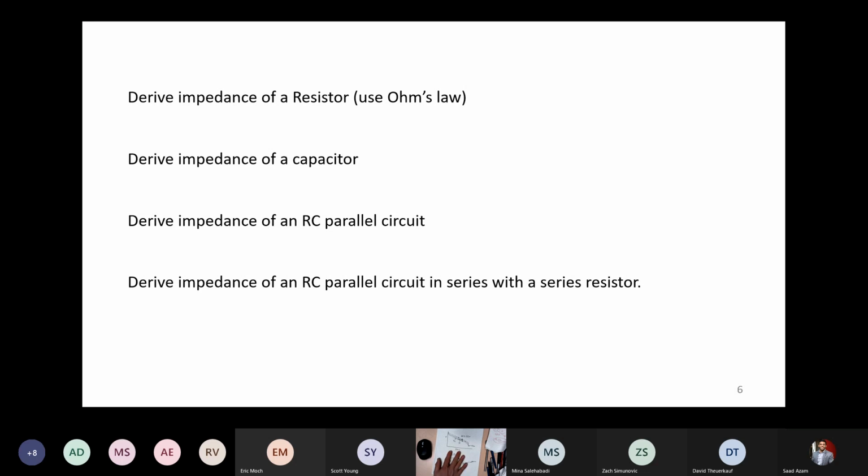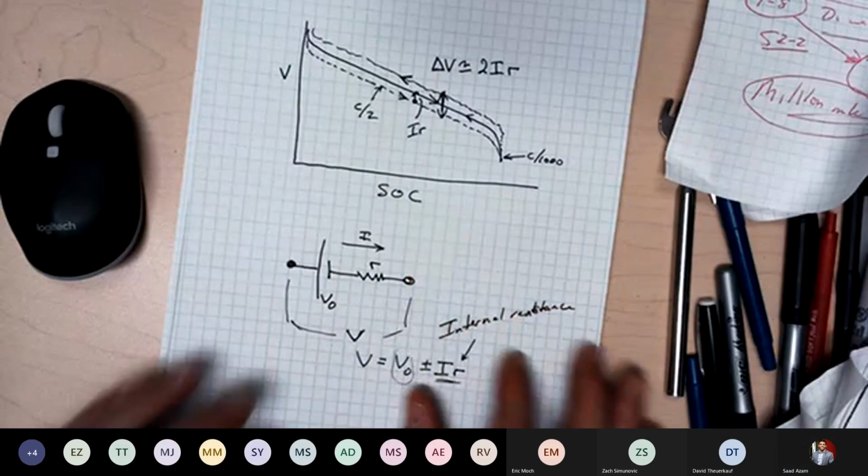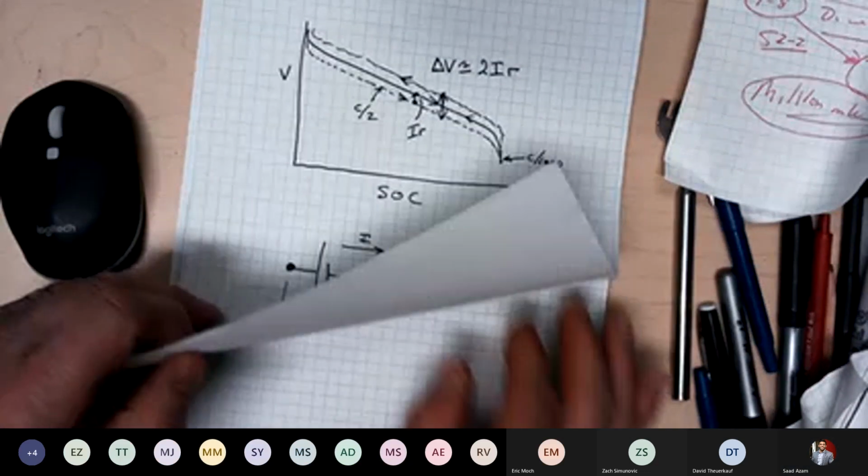I think you can see the document camera, right? No, I still see the presentation. How about now? Yep, there you go. Okay, good.